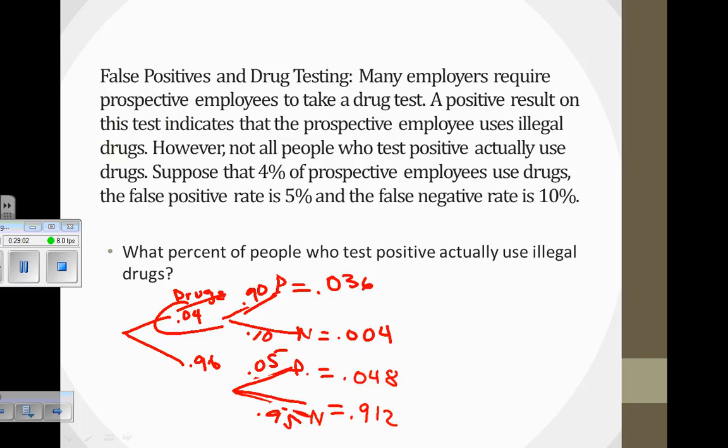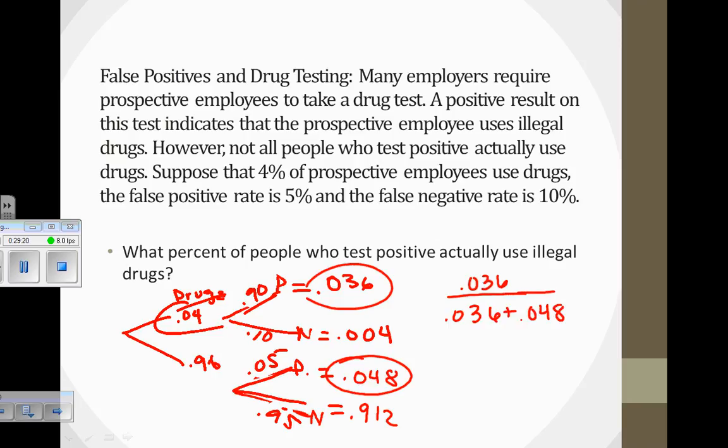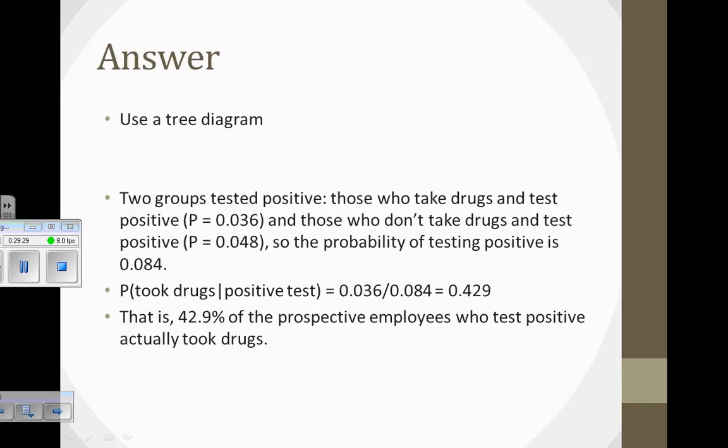My goodness. Okay, so now it says what percent of people who test positive actually use illegal drugs? So testing positive would be this and this. And that they actually use illegal drugs was 0.036 out of 0.036 plus 0.048. Okay, sorry, that one was crazy. But we're good. Simplify that down, and you should get 42.9%.